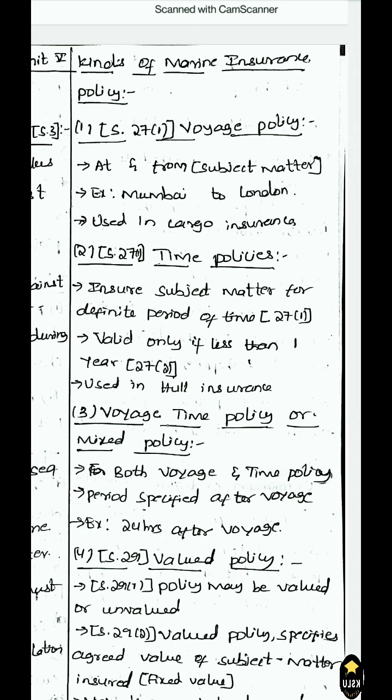The subject matter in a voyage policy is a voyage. A voyage is nothing but when the ship departs from a port and covers the distance before reaching another port, its destination. It is an 'at and from' policy. For example, Mumbai to London is one voyage of a ship. Then arriving back from London to Mumbai is another, different voyage. So a voyage is just a one-way journey. It is usually used in cargo insurance.